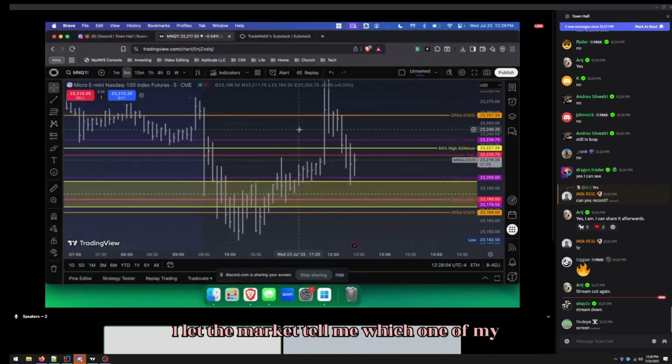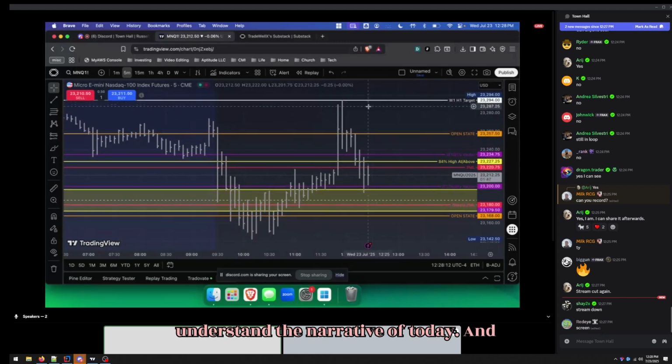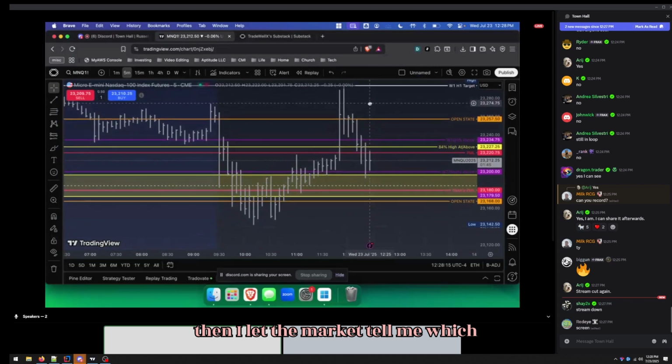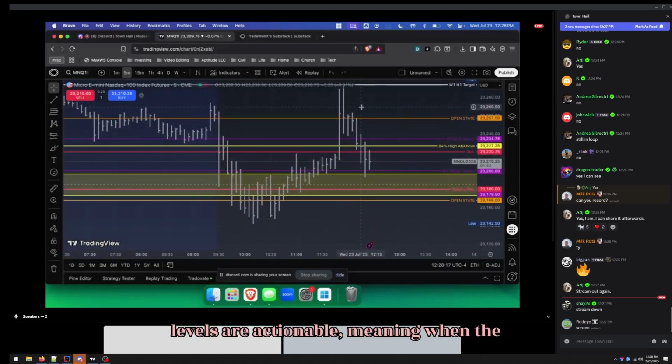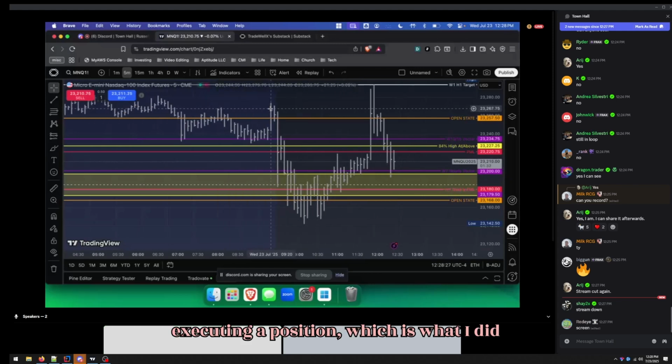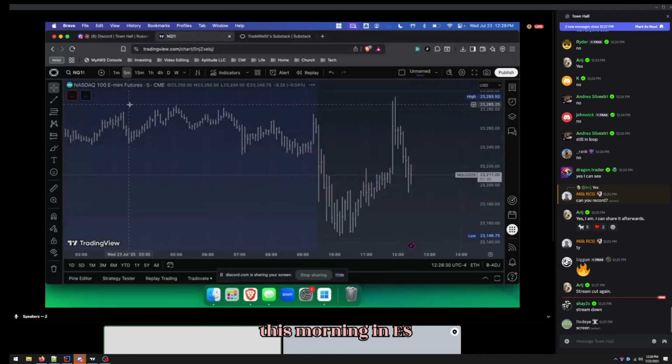I let the market tell me which of my levels are contextual. They're just helping me to understand the narrative of today. And then I let the market tell me which levels are actionable, meaning when the market starts reacting more aggressively to particular levels, and I start paying attention for actually executing a position, which is what I did this morning in ES.